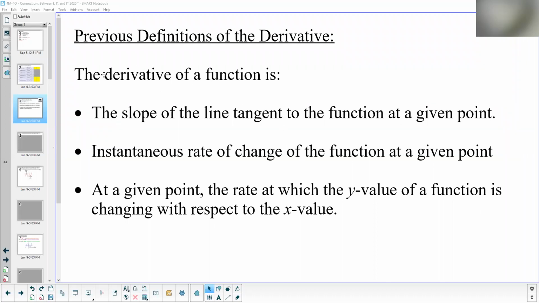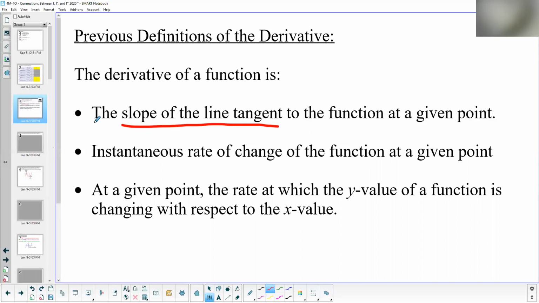And so just to kind of revisit what the derivative of a function is. First and foremost, the derivative is the slope of the line tangent to a function at a given point. And we've done that quite a bit where you are finding the derivative, plugging in an x value to find the slope of that line, and then writing equations of tangents and normals. And again, a lot of the procedures that we've been working on the last few weeks.